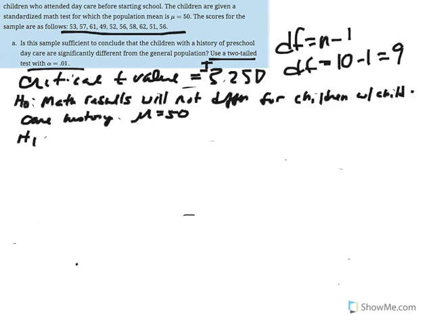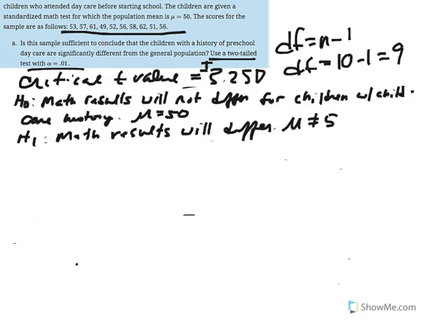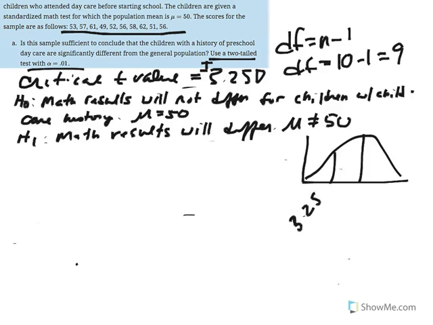And the research hypothesis will say that math results will differ. The mu will not equal 50. So those with a history of child care, those who went to child care, will have different math results. So just to state the hypothesis, the parameters are set given our alpha. We've set a pretty high t value because our sample size is quite low. So we have negative 3.25 and a positive 3.25. And now we're going to calculate our t statistic.